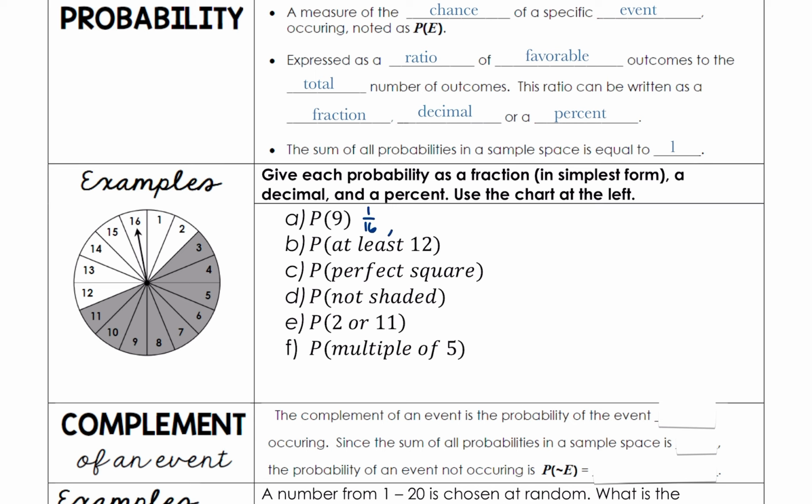Now my decimal would be 0.0625, and I just get that from plugging my fraction in the calculator. And my percent would be 6.25%.